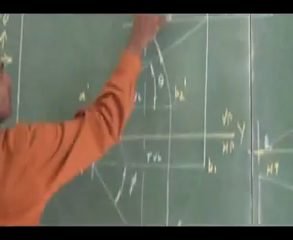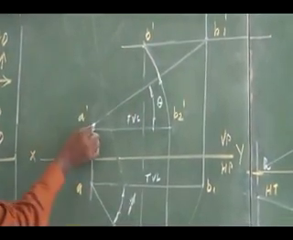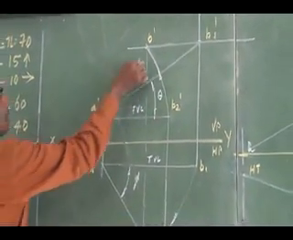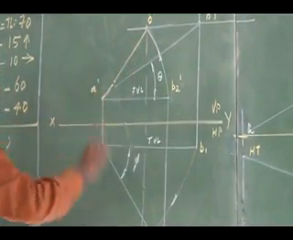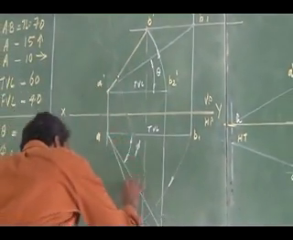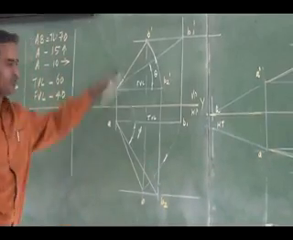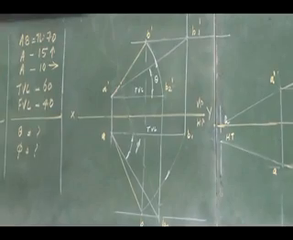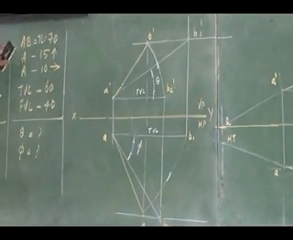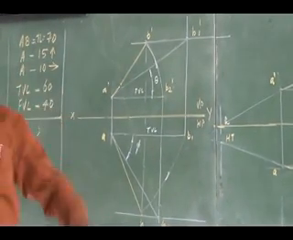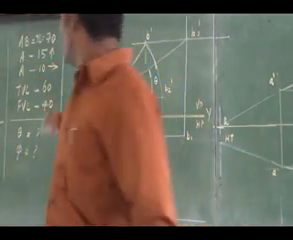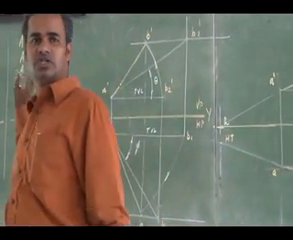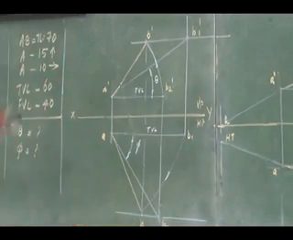This is the location of B dash. So I can connect A and B dash. This is going to be my final projection. This is the final front view, this is my final top view. So what you have to do in this problem: what are all the given data that you have to dimension, and what are the asked data that you have to dimension?